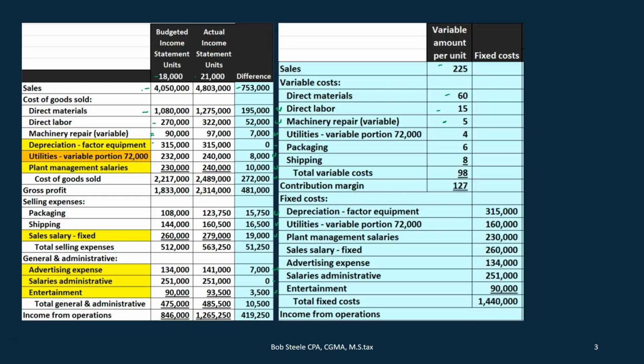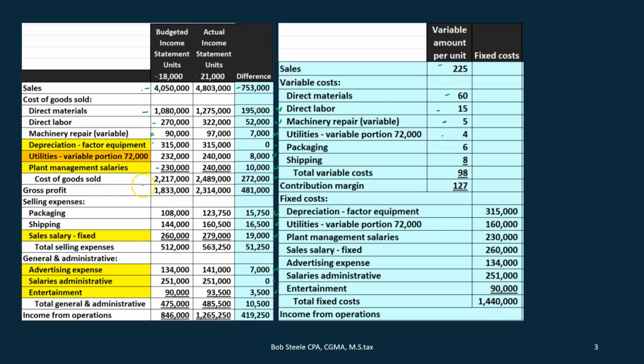And then in terms of the utility, we broke that out into a mixed cost. So 72,000 of it is variable. So we take that 72,000 divided by the 18 and we get our variable portion on the utilities. The plant manager, that's fixed. It's a salary. It's going to be down here in the fixed area.